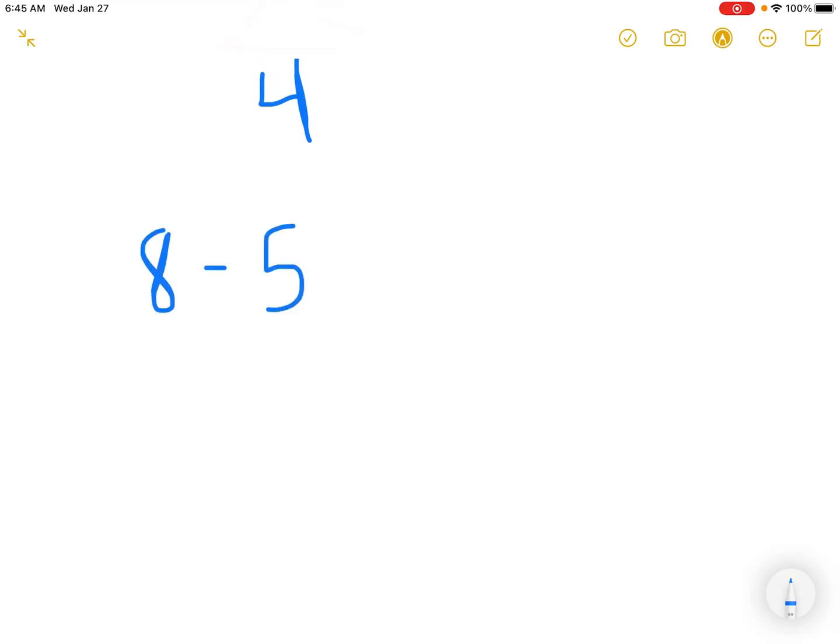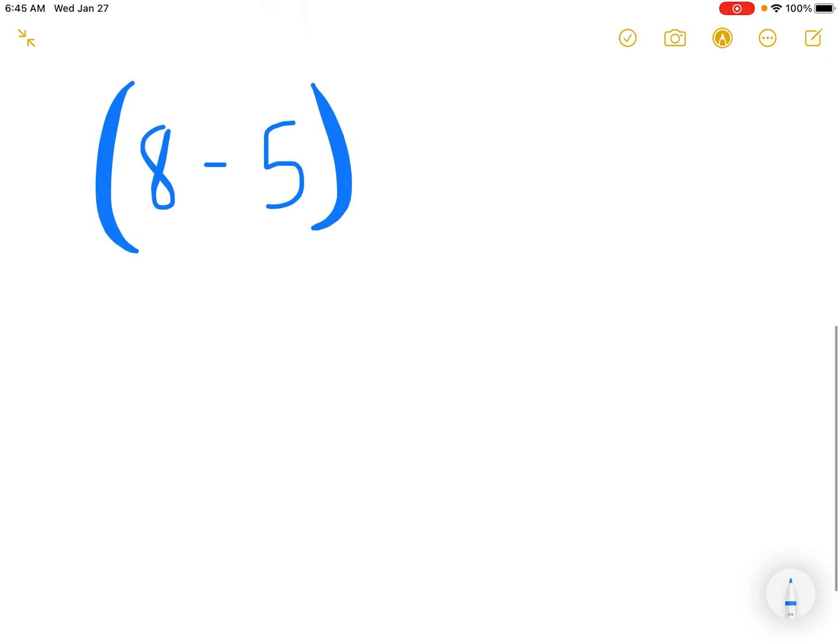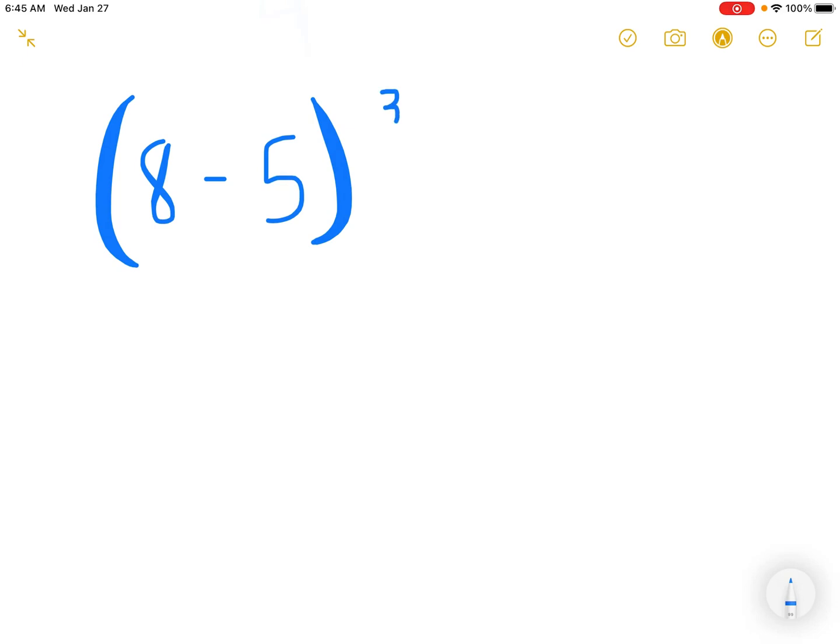8 minus 5 in parentheses, and then as an exponent, we have 3 plus 5 minus 4 over 4 minus 2. Press pause and then press play when you want to see me work through that at a quicker pace.